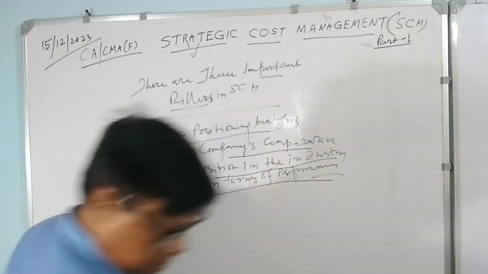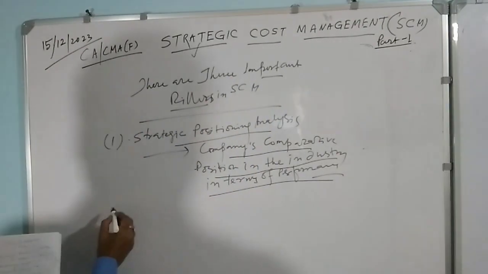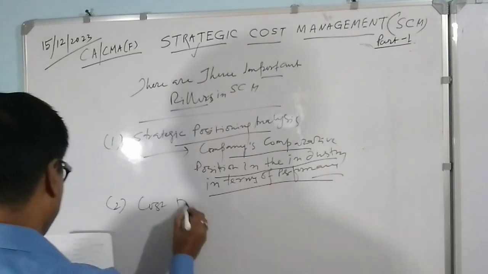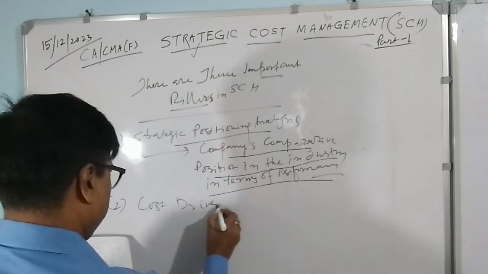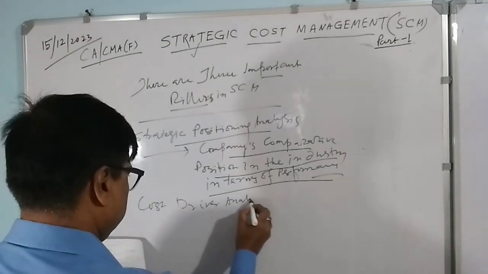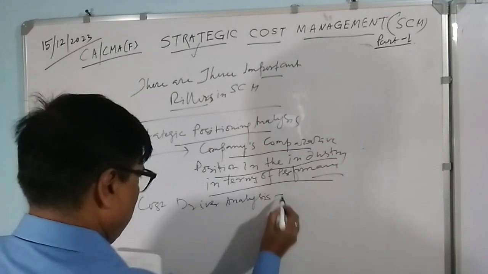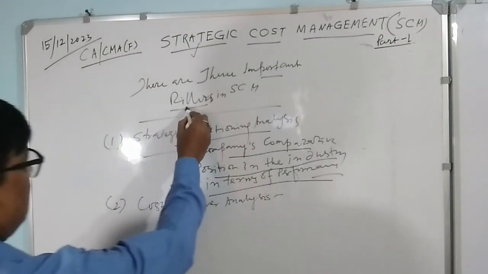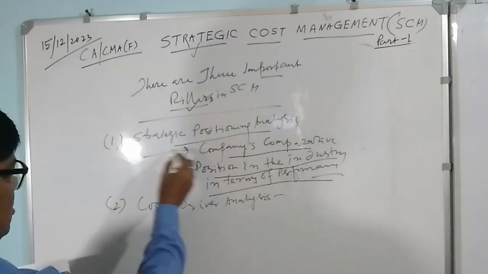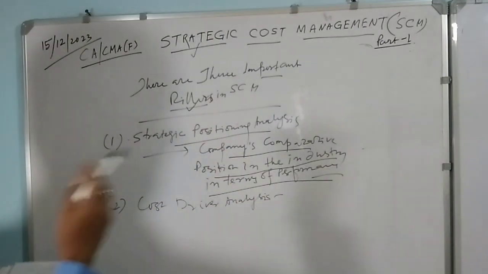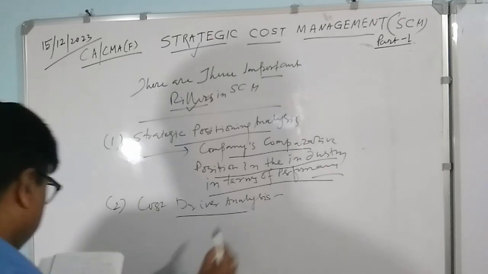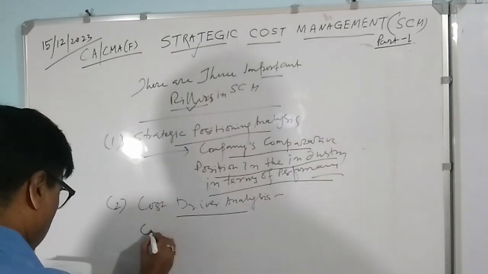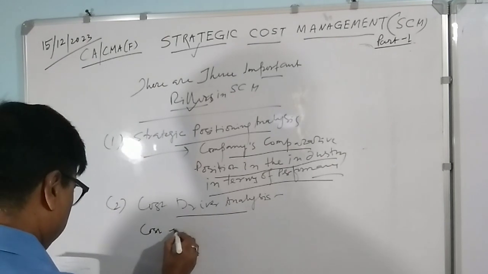Number two point is that, number two, your cost driver analysis. This is also a very important concept out of the three pillars. First is your strategic position analysis in respect of the industry, then cost driver analysis. So how is cost driven?